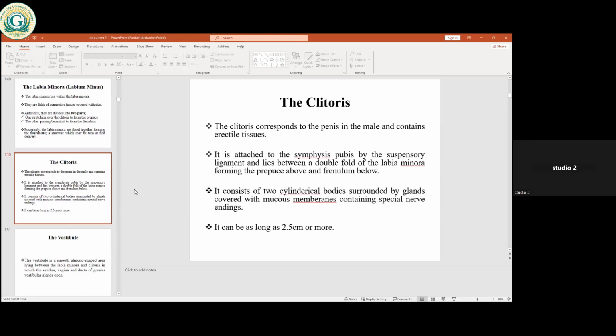One thing we know about the clitoris is that it contains erectile tissue. And I think last week I said some cultures, some religious cultures, cut the clitoris. The clitoris is supposed to be very sensitive and to encourage lovemaking, so that God Almighty procreates, but some people cut it. The clitoris can be as long as 2.5 centimeters or more.